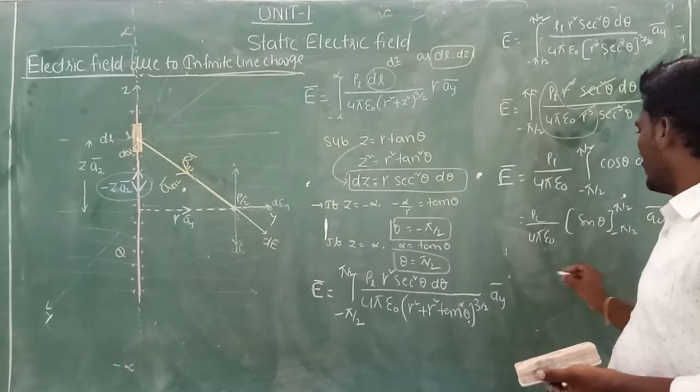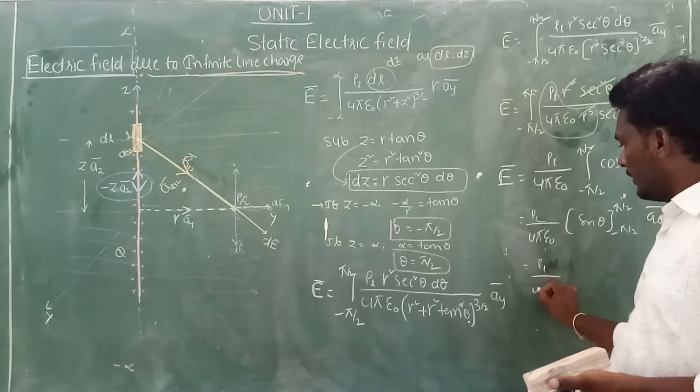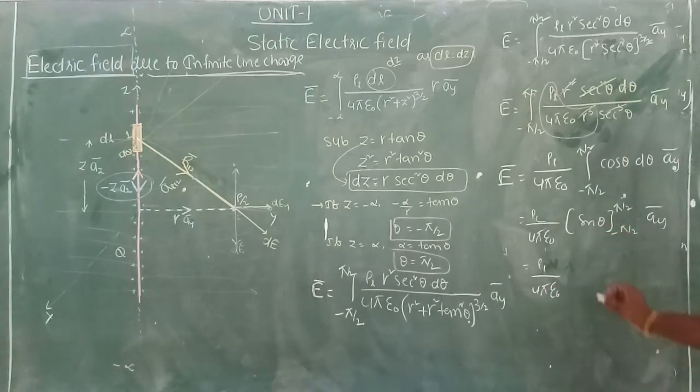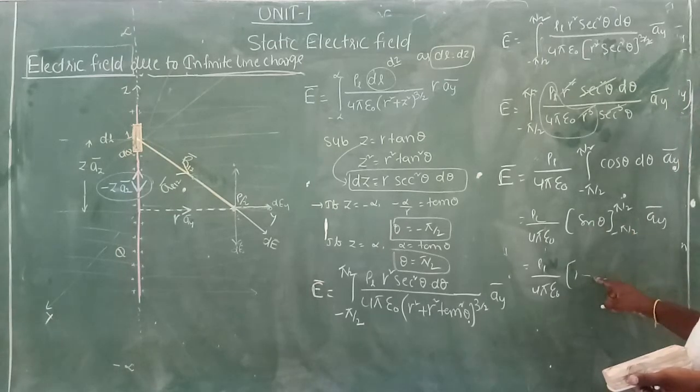After substituting upper limit and lower limit, the expression becomes rho L by 4 pi epsilon naught, sin pi by 2. How much is it? It is 1, and minus lower limit now. So sin pi by 2 is 1. Minus sin of minus pi by 2, minus minus plus, sin pi by 2 again 1, into a_y bar.